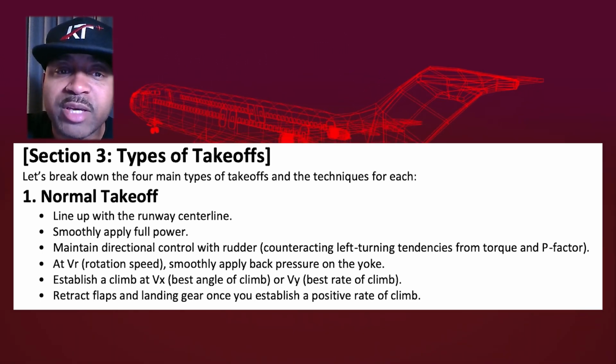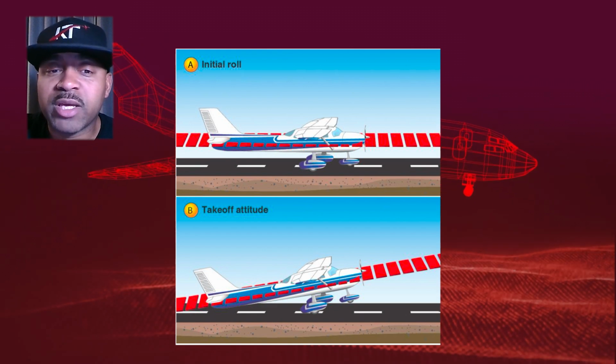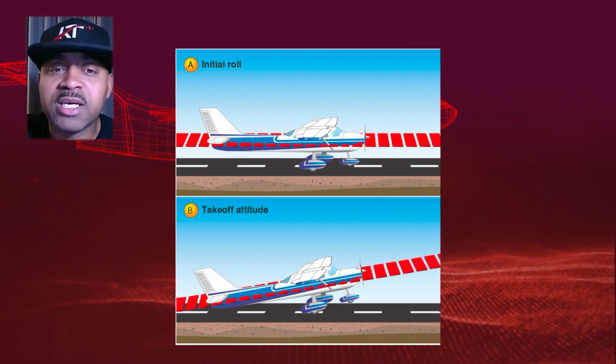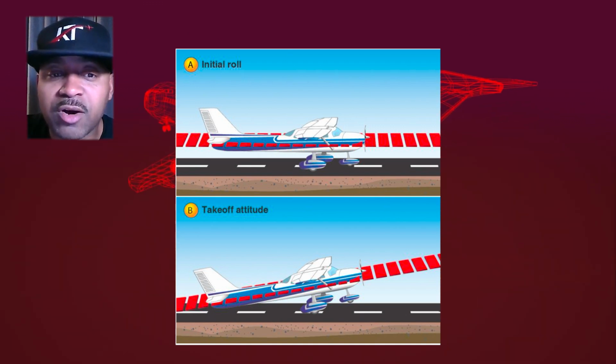If we look at this diagram here, it shows the initial roll. You're going to be straight on the runway, and then once you get ready to rotate, you're going to have a takeoff attitude where the nose is up and the airplane will start to lift off the ground.